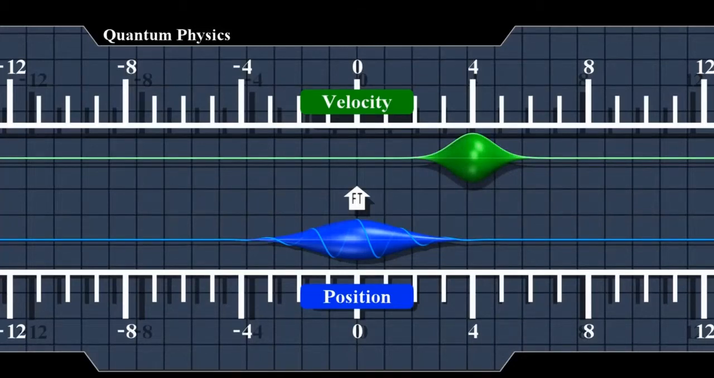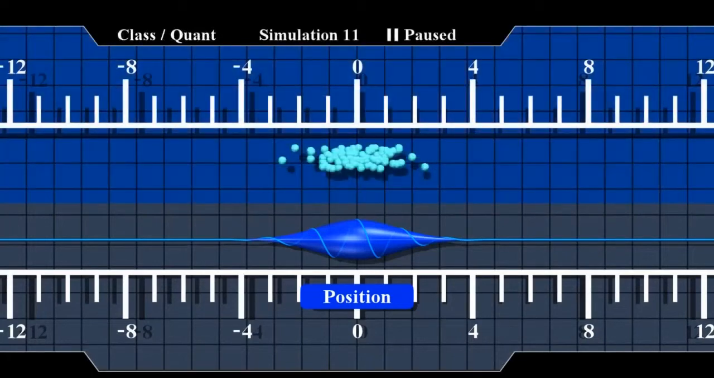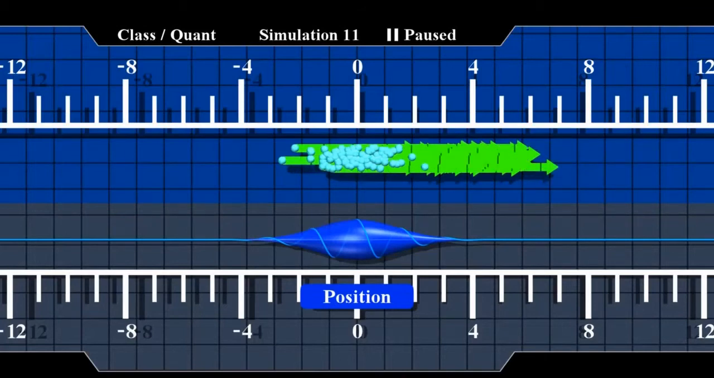We'll demonstrate this using an example from classical physics. Here's a cluster of 100 particles. We distributed them horizontally randomly according to the position wave function. We'll now assign them with random velocities according to the velocity wave function. So some of them are a little faster than 4 units per second, and some are a little slower.